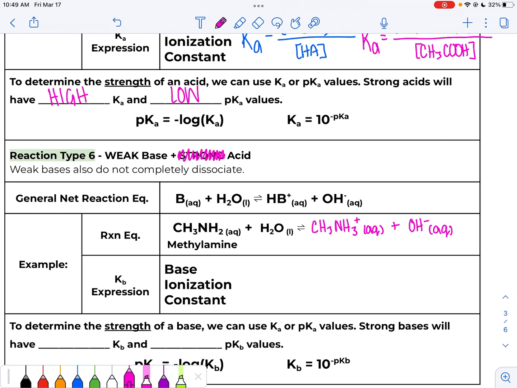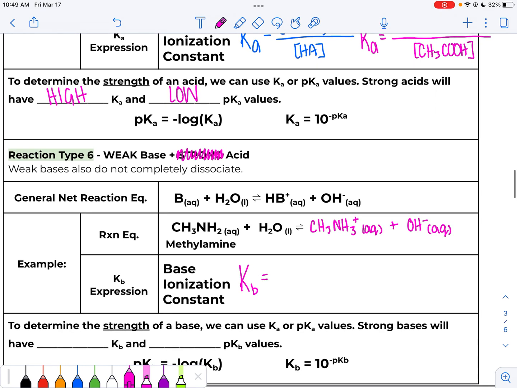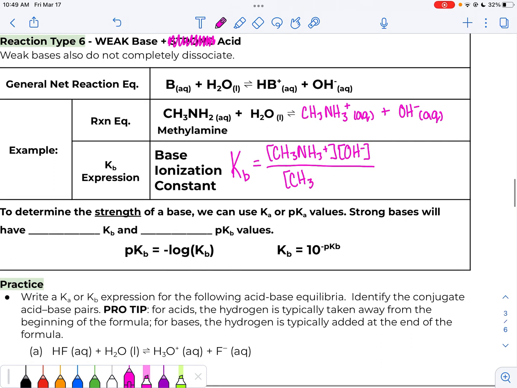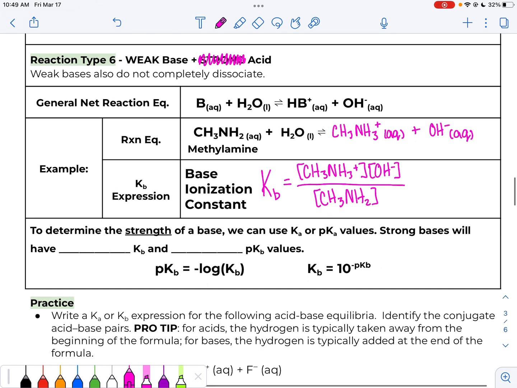So same way for acids, we have an equilibrium system for our base here, and we call it our base ionization constant, represented by lowercase Kb. So Kb is equal to the concentration of your products over your reactants in general. For the reaction that I just gave you above as our example, CH3NH3 plus, one of our products, times the concentration of OH minus, our other product, divided by the concentration of our base, CH3NH2. So exact same thing here.